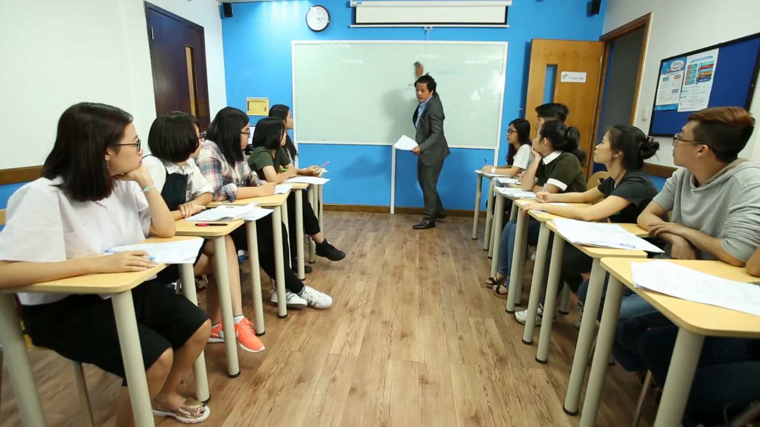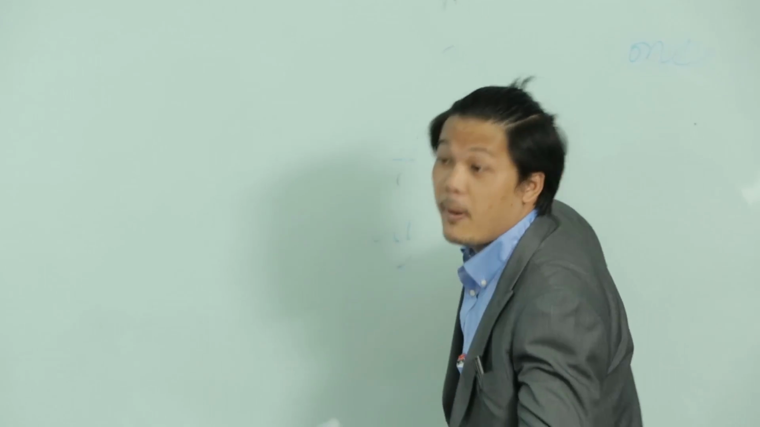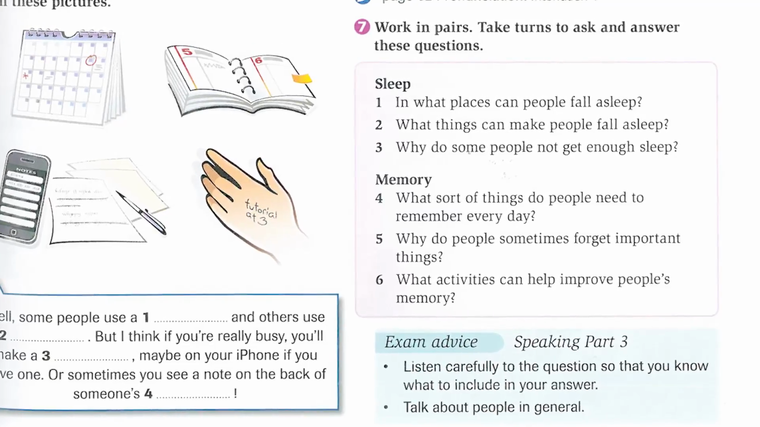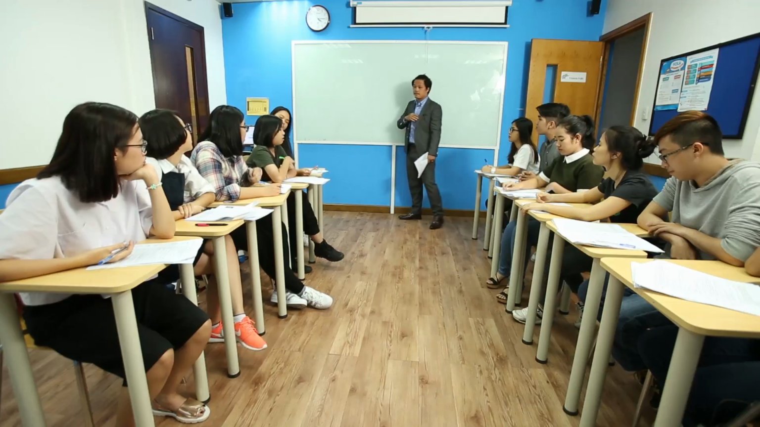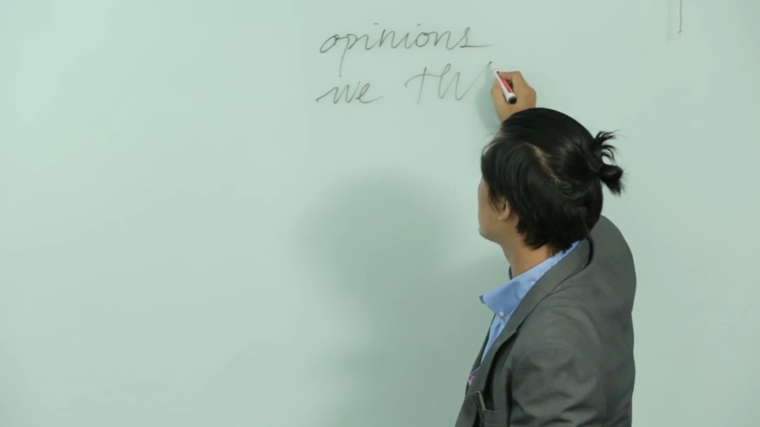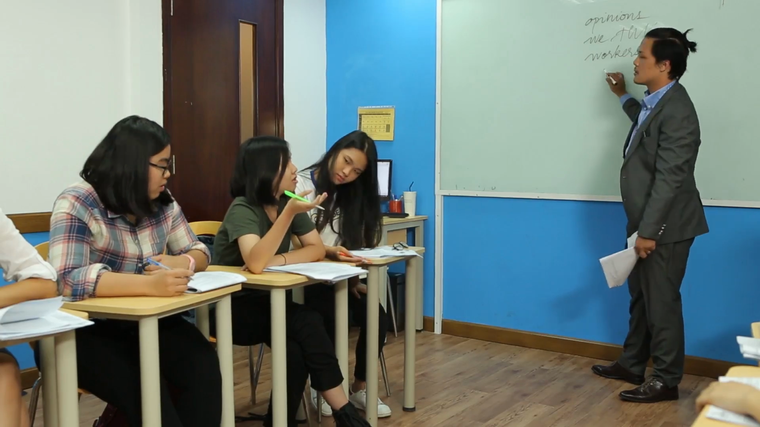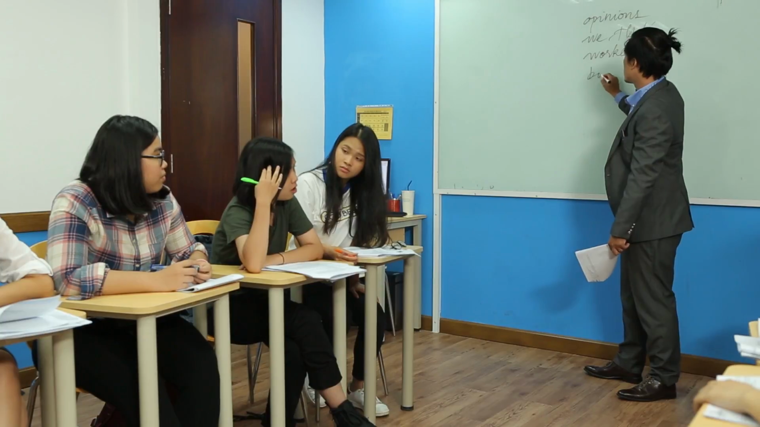Let's see, Mai, please. We're talking about memory, right? So, what sort of thing do people need to remember every day? Well, in my opinion, we need to remember many things, like our homework, our lessons, and our tests. Workers need to remember what they have to do for the day. Bosses need to remember what meetings they have. And parents need to remember when to pick up their kids. Okay, nice. I like your examples.